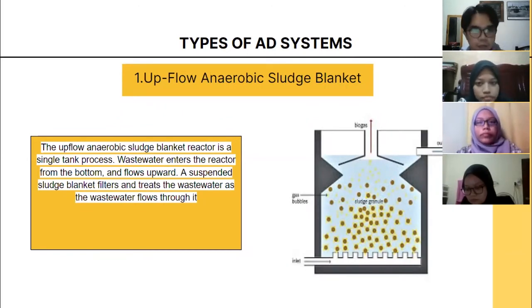The first one is the upflow anaerobic sludge blanket. Basically, the upflow anaerobic sludge blanket reactor is a single tank process where wastewater enters the reactor from the bottom and flows upwards. A suspended sludge blanket filters and treats the wastewater as the wastewater flows through it.